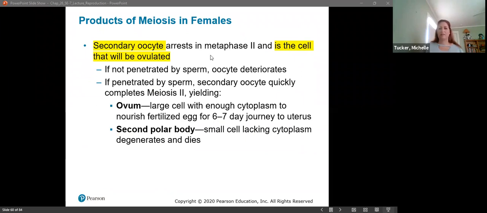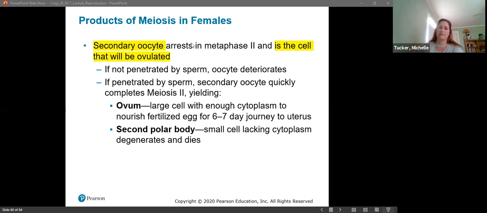Now, the secondary oocyte arrests in metaphase 2, and it is ovulated in this form. It is not a haploid cell at this point in time. Well, it is haploid, but with double the DNA. So it's not a single set of DNA. It's not ready to combine into a zygote yet.